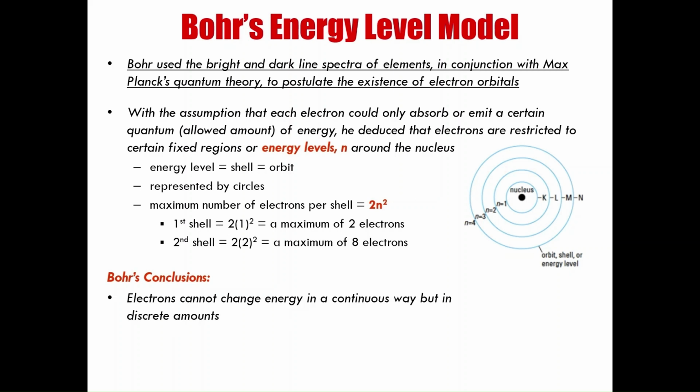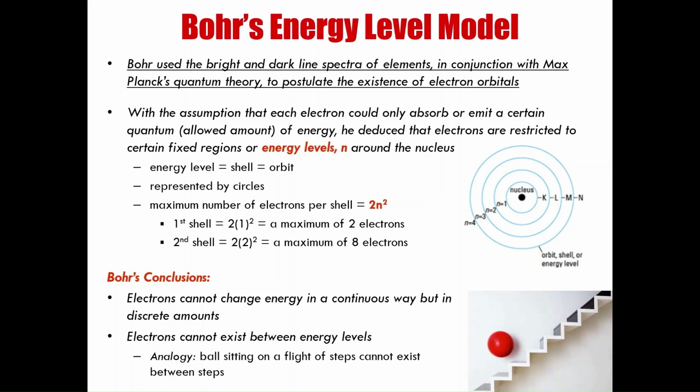Bohr concluded that electrons cannot change energy in a continuous way, but in discrete amounts. So you're not going to have a steady transition of an electron from one orbital to another. No, you're going to have that electron spontaneously jump from the first or second orbital that it's in to the third or fourth orbital, whichever orbital it will transition to. What's more, he says that an electron cannot exist between energy levels.